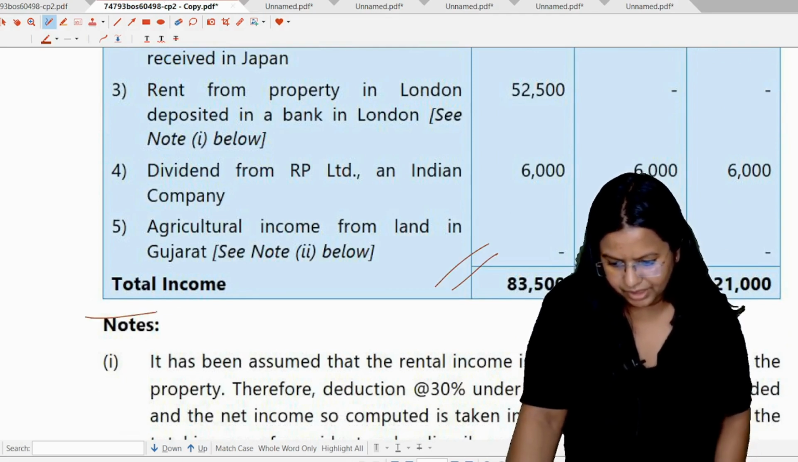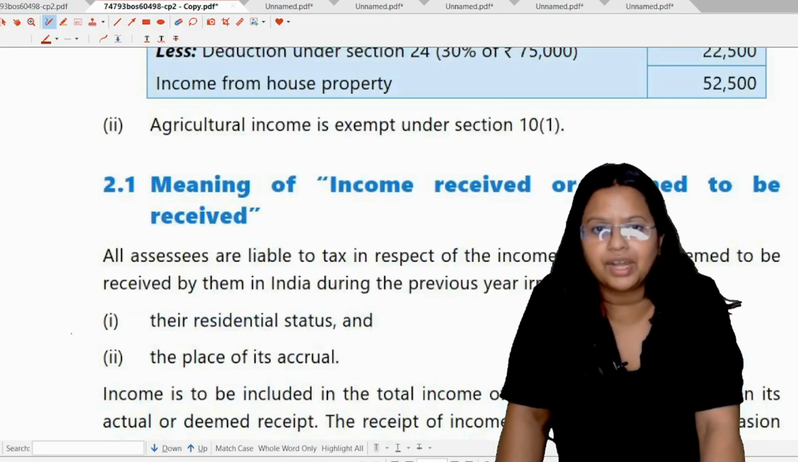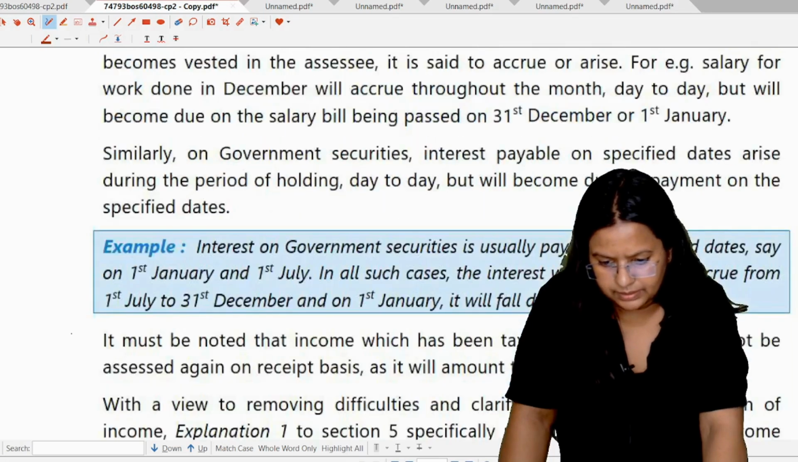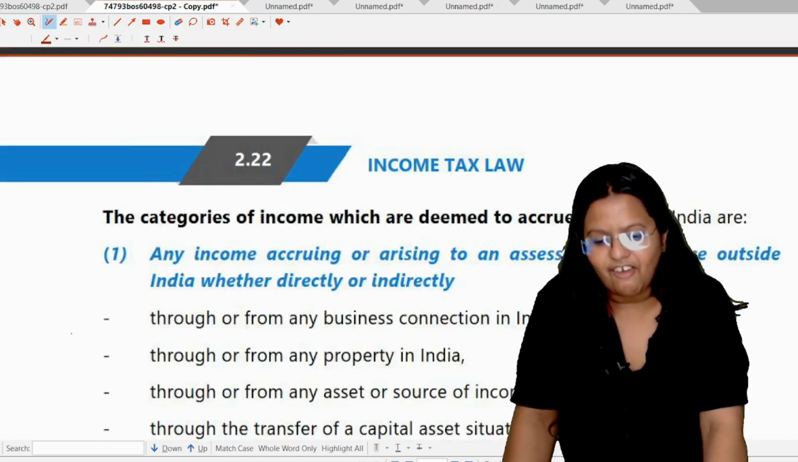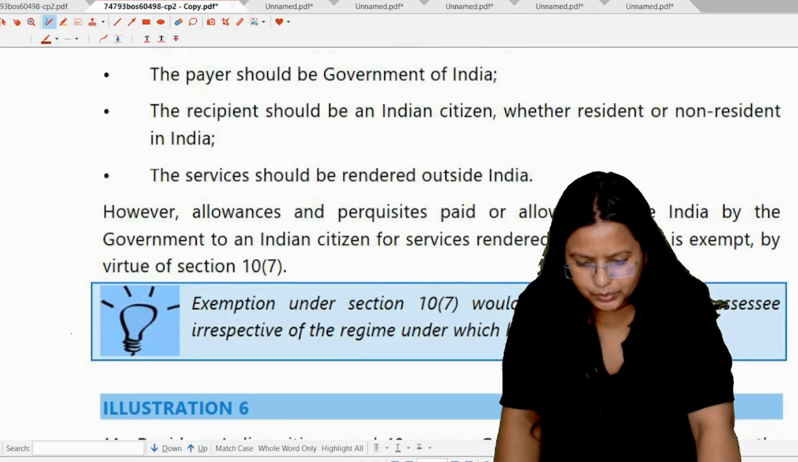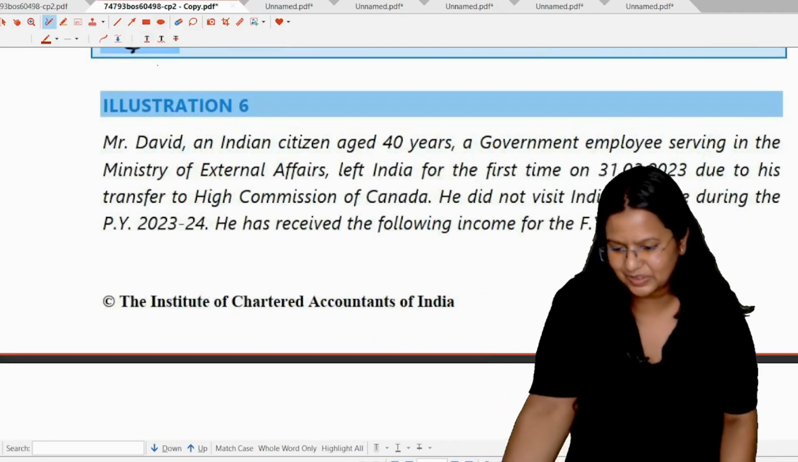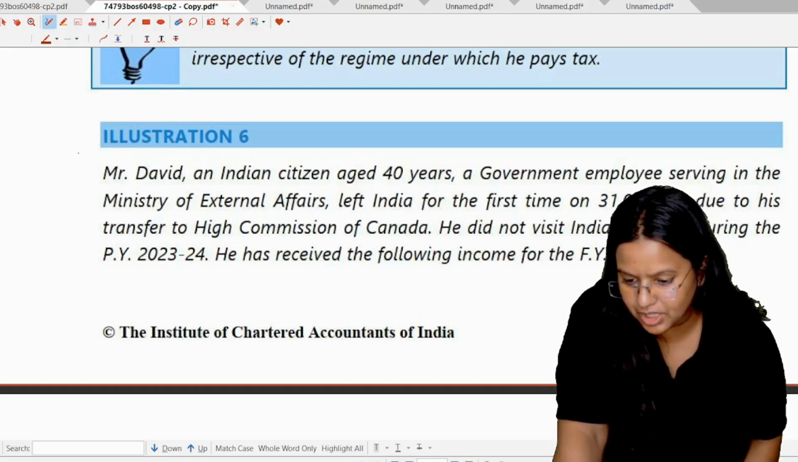Students, these notes, which I told you verbally now, are very important. You have to write them in the examination also. So with this we have covered all the illustrations of Chapter 2, except one more, illustration number 6. Let's come to this also. So next is illustration number 6.